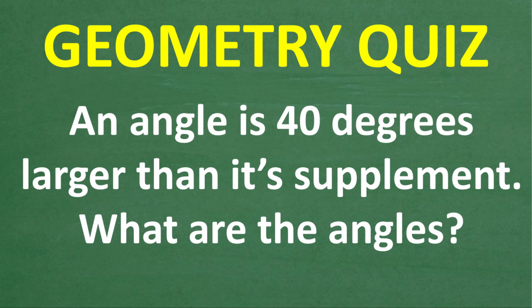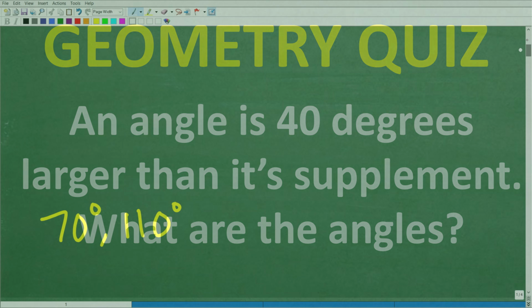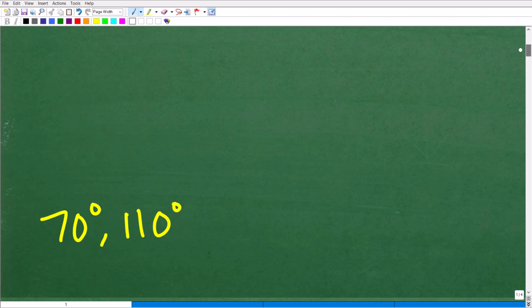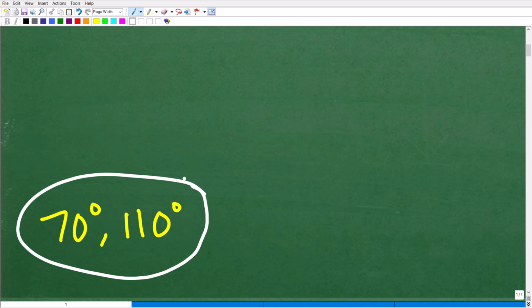Before we really get into this question, it's obvious that we're going to need to know what this word, supplement, means, and then we're going to need a strategy. I'll answer all of this, but let's take a look at the answer first. What are the angles in question? Here are the angles: 70 degrees and 110 degrees. These are supplementary angles, and if you don't know what that means, I'll explain that. But if you got this correct, that is fantastic.